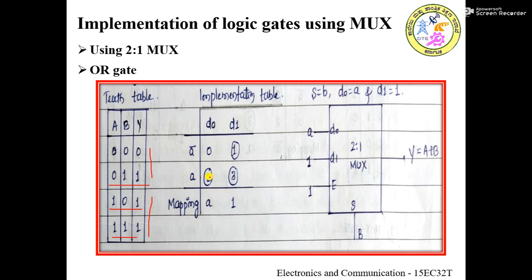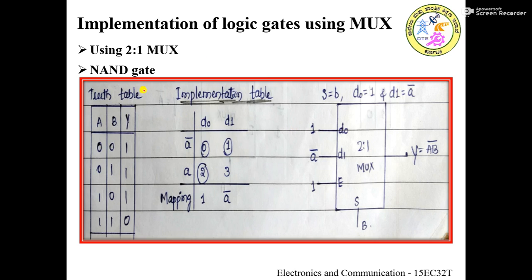That is, 0 plus A, that is A. Now these two are circled. The value of this one is A bar and the value of this one is A. A bar plus A, as per the Boolean law, is 1. Means D0 should be connected to A and D1 should be connected to 1, that is VCC. And if you verify as per the truth table, we will get the same functionality of the OR gate using a 2 is to 1 mux.